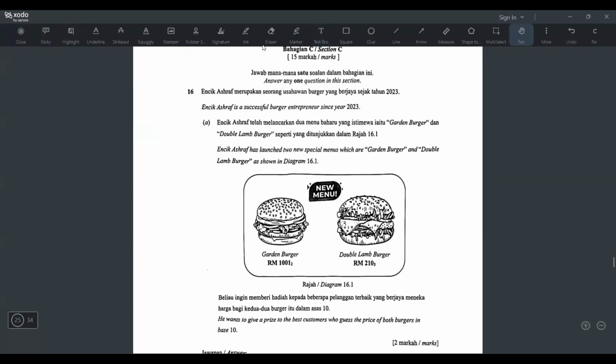Okay, now we are at section C. In section C, they only want us to answer one of the questions, but I will answer both in this video. Okay, number 16. Encik Ashraf is a successful burger entrepreneur since year 2023.